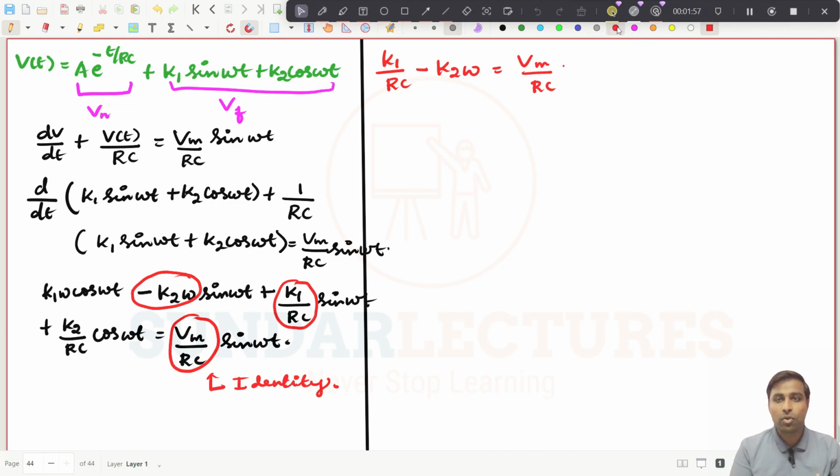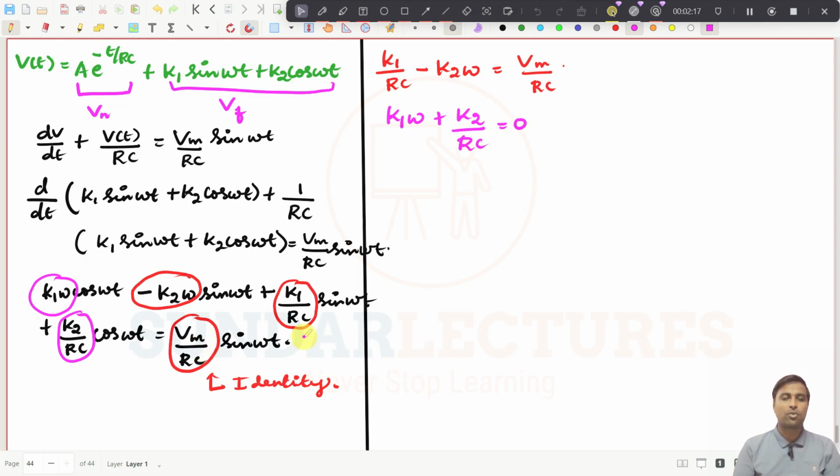And now in the right hand side there is no cos omega t. So if there is no cos omega t, then what you can do? You can just put 0. That's all. What is the cos omega t coefficient? This value and then this value, right? So you can just write k1 omega plus k2 by Rc should be equal to 0, since there is no cos omega t value in the right hand side, because this is an identity.